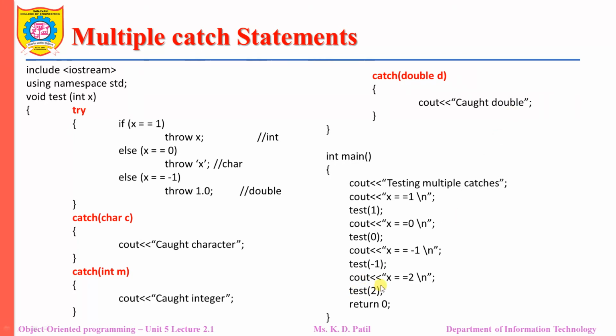And at the last, when I have x is equal to 2, and the test function will be called with the argument 2, then of course that 2 is my integer. But if you search over here, 2 is not available in the catch statements. So in that case, the catch statement will not be executed, and it will directly terminate the program.